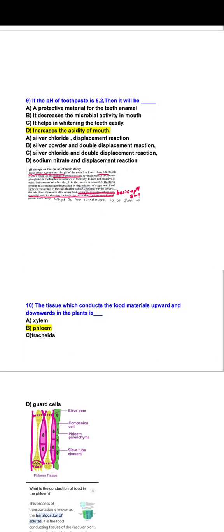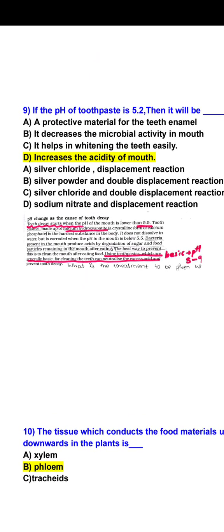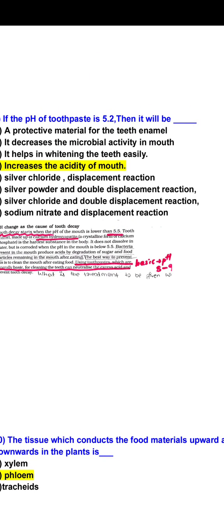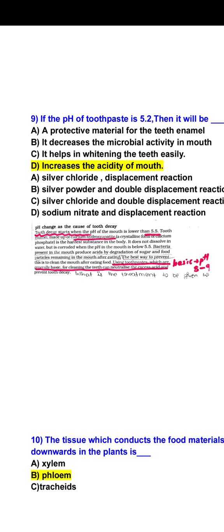9th question. If the pH of toothpaste is 5.2. pH refers to the acidity of the solution. So if the toothpaste is acidic, whereas generally you know that toothpaste will be basic. Their pH will be more than 8 or 8.5, as they are mild bases. Then you have to read these statements which appear here.